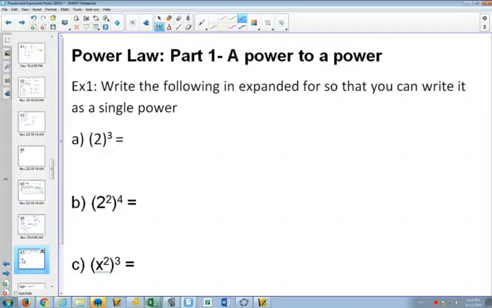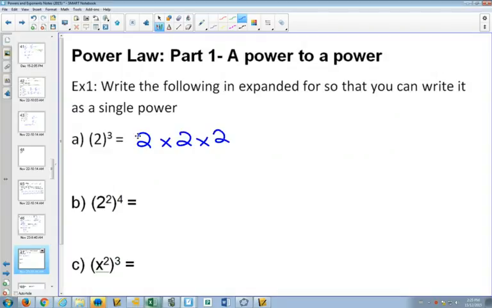So for our power law, we're going to learn two parts to it. This first part, we're going to look at a power to a power. That's what it looks like in part B and C. Now, in order to figure out what a power to a power does, we can write things in expanded form. So for example, 2 cubed means 2 times 2 times 2.